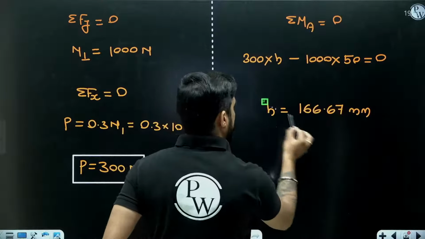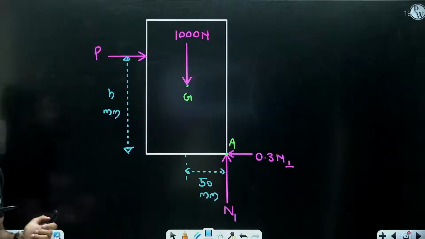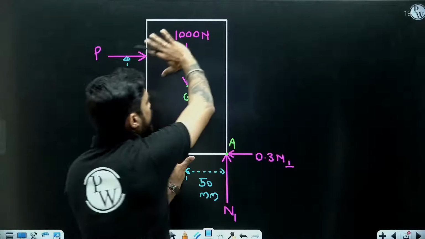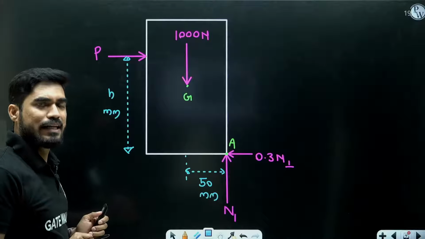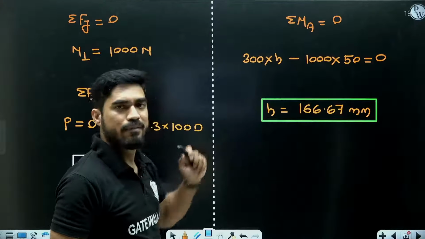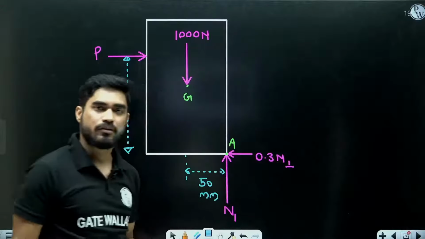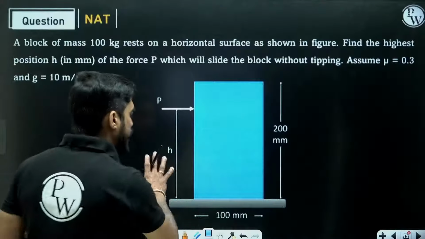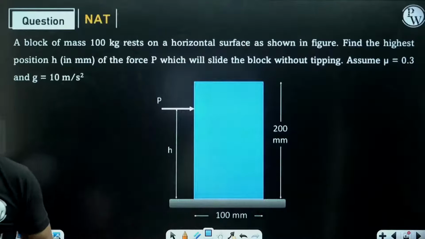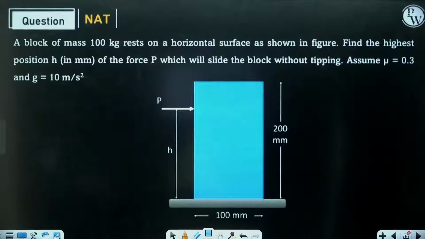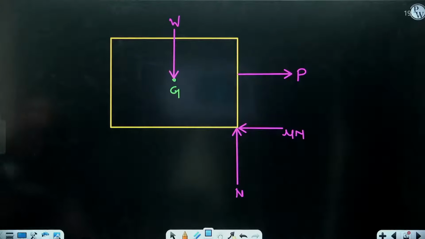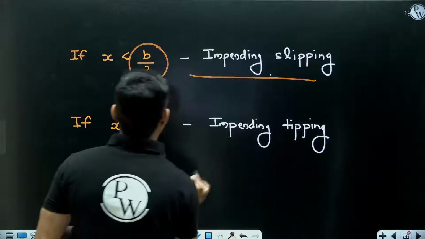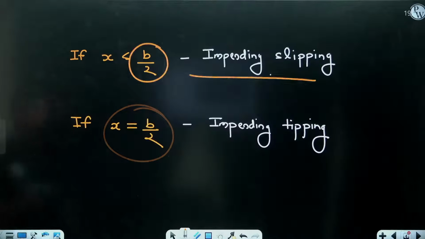Now what is this? This is the maximum height up to which this is not going to tip. If your H becomes greater than this value, 166.67 mm, it will start tipping over. But if your H is less than 166.67 mm, then you can actually slide this block without tipping. I hope it is clear, and I hope the concept of tipping is clear. If your X is less than B by 2, it is impending sliding, and at X equals B by 2, it is impending tipping.